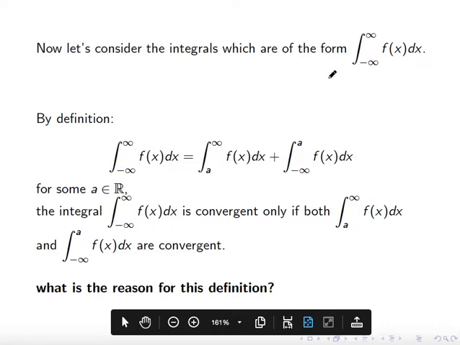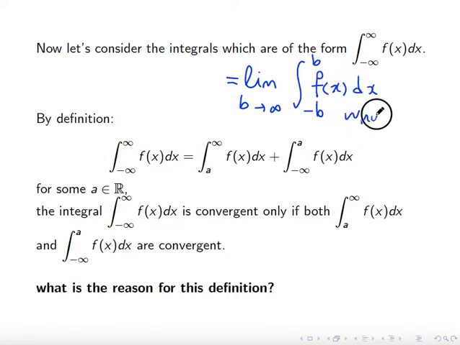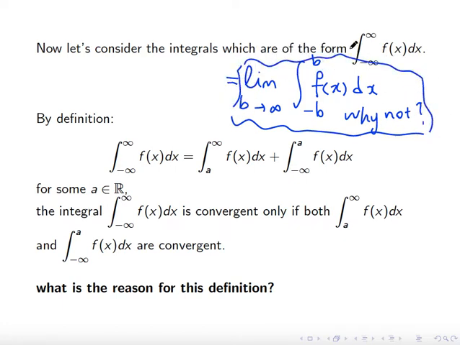For example, why aren't we defining this as the limit as b approaches infinity of the integral from negative b to b of f of x dx? Why not? Some people have a tendency to actually use this wrong formula to evaluate this integral. So let's see why this formula is wrong.